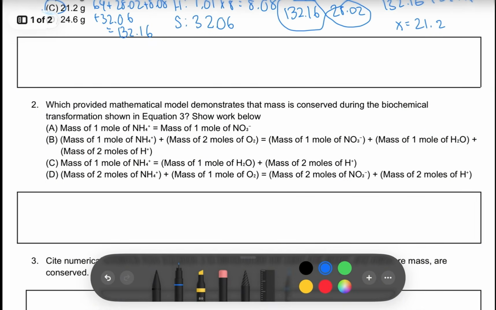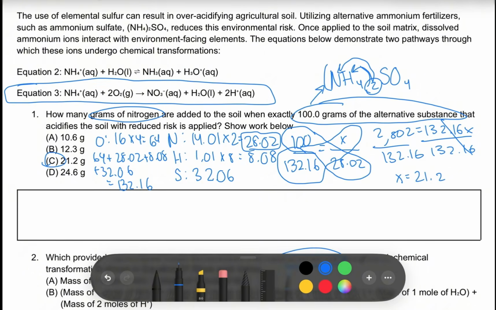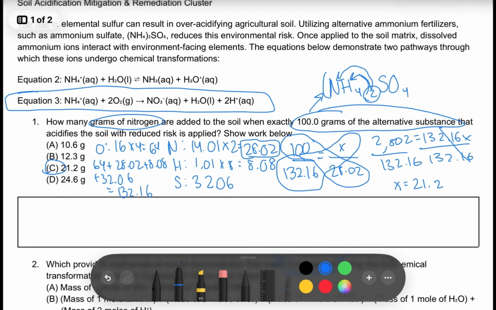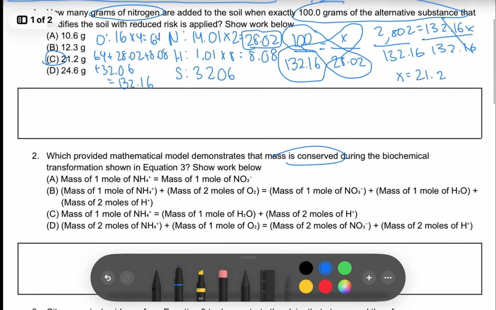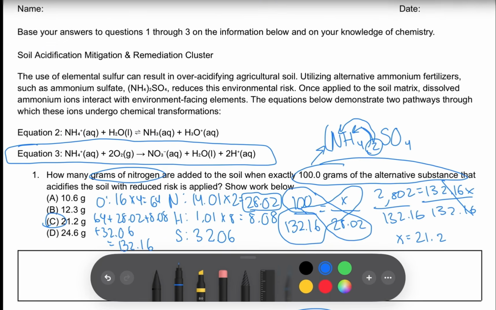Question 2. Which provided mathematical model demonstrates that mass is conserved during the biochemical transformation shown in equation 3? So in equation 3, we're looking at this one right here. And it's talking about the conservation of mass. So that means that the mass stays balanced on both sides, or it stays the same. So if we look, the choices that we're getting is talking about moles. And the moles we can identify through their coefficient. We have 1 mole of ammonium, we have 2 moles of oxygen. Then in the product side, we have 1 mole of nitrate, we have 1 mole of water, and 2 moles of H plus or hydrogen ion.